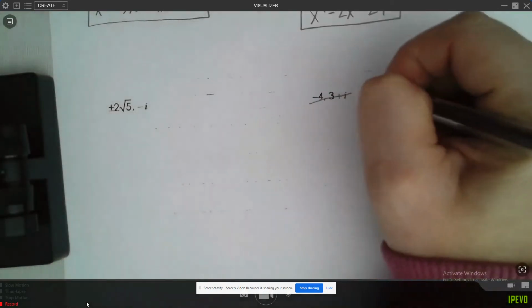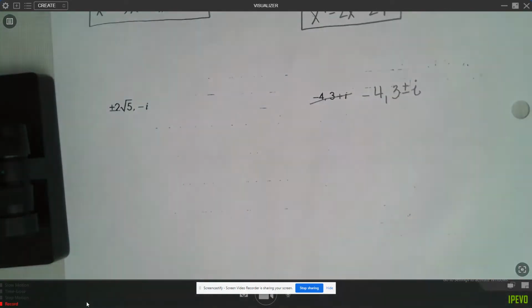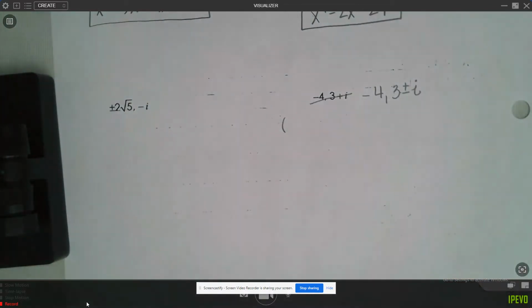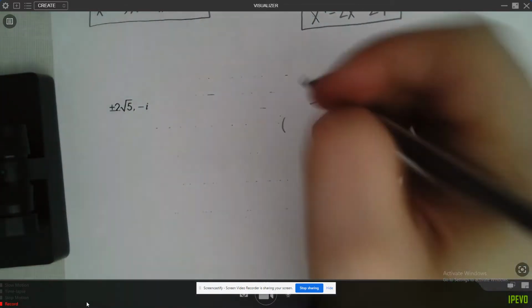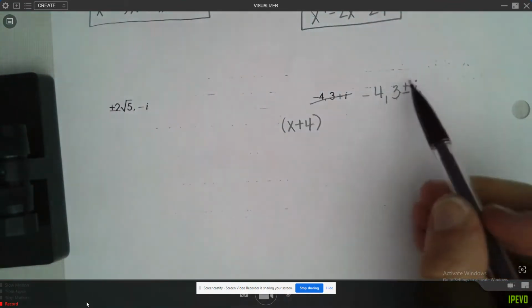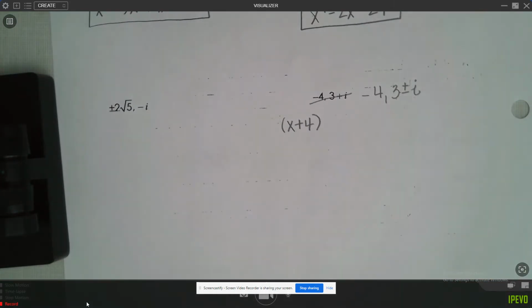All right. I need to fix this last one. So I need to write it as negative 4 and then 3 plus or minus i, correct? Okay. So my first factor is what? That's my zero. My factor is x plus 4. Now, my next zero is 3 plus i. What you're literally doing is you're kicking everything over to the other side. So you're pretty much changing the sign on everything.